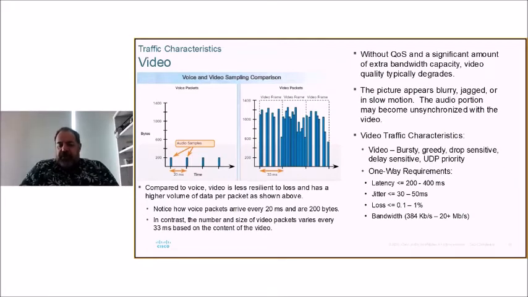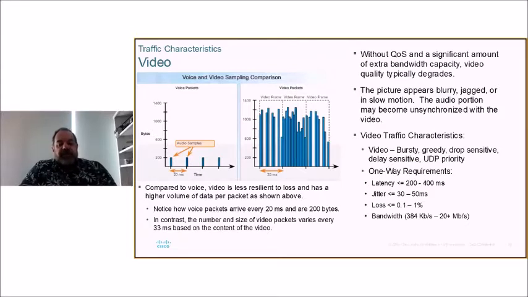One-way requirements, so you've got latency of 200 to 400 milliseconds, jitter from 30 to 50 milliseconds, loss from 0.1 to 1%, and bandwidth, 384 kilobits. Of course, per second, but of course, the more the merrier.